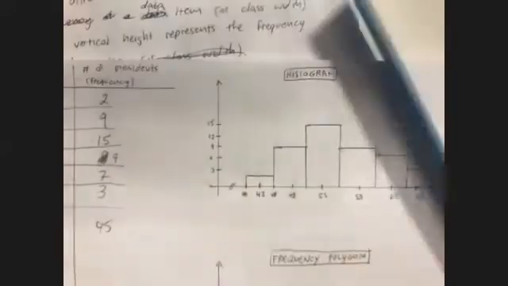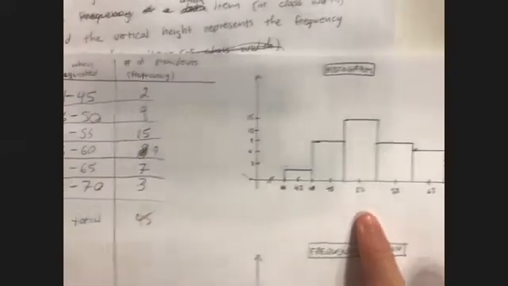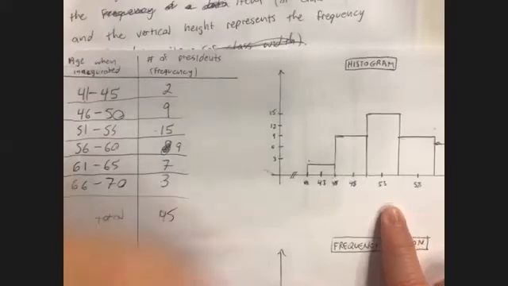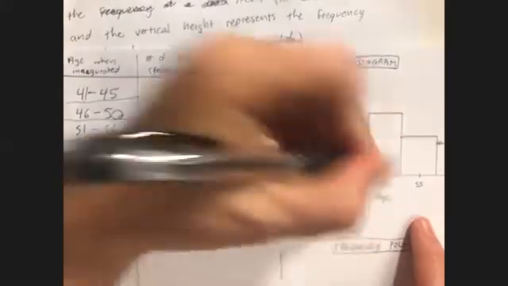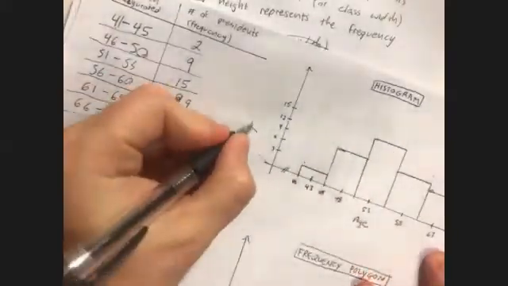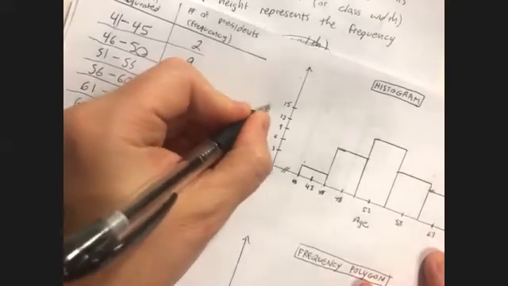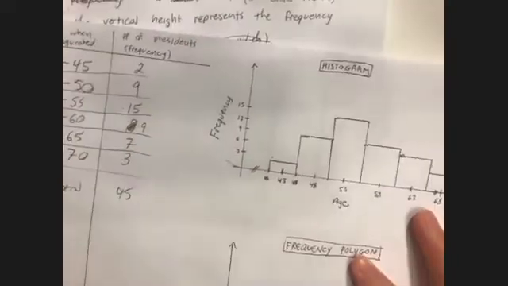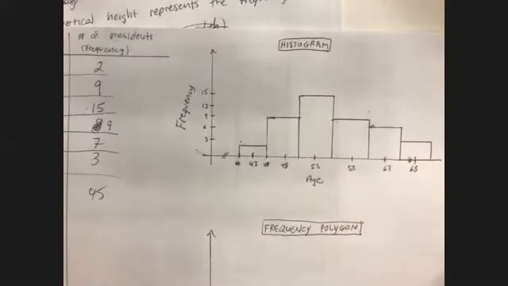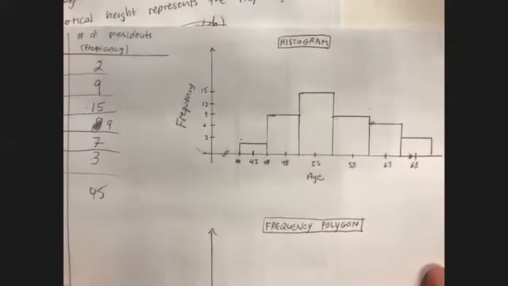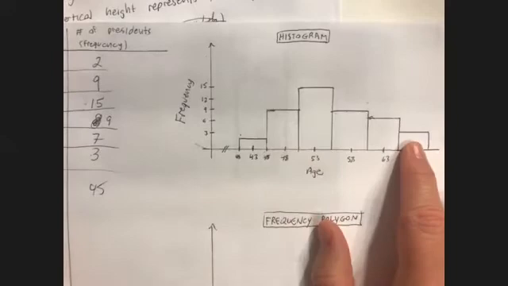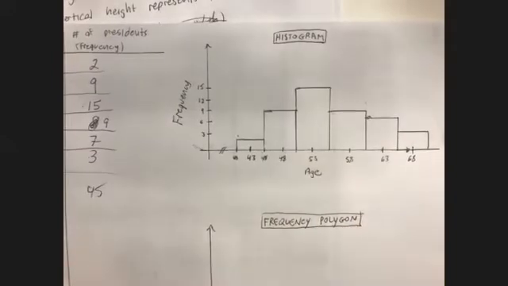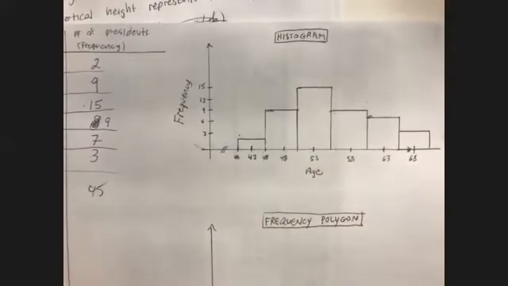So I need to label this. I told you what it was. But this is our class width from the bottom. So that's our age. And then this number here, you can just label it as frequency. So this is our histogram. Now, notice the rectangles touch, as opposed to a bar graph.